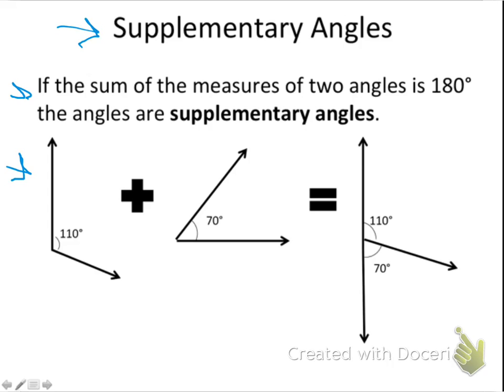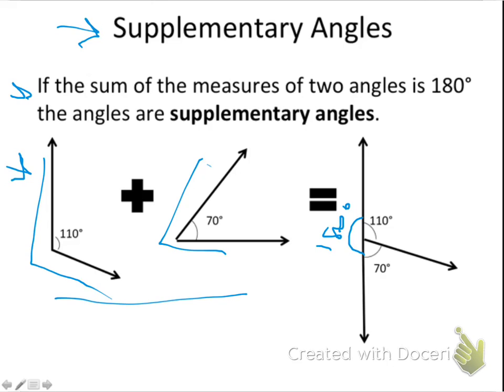If the sum of the measures of two angles is 180 degrees, the angles are supplementary angles. For example, this angle here is 110 degrees. This angle is 70 degrees, and when you add them together, you get an angle that's 180 degrees. That makes these two angles supplementary angles.